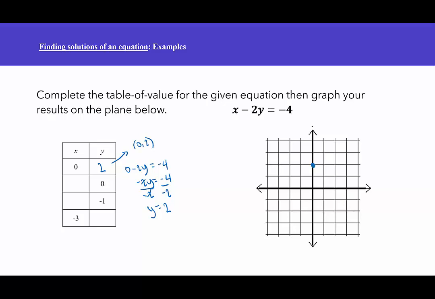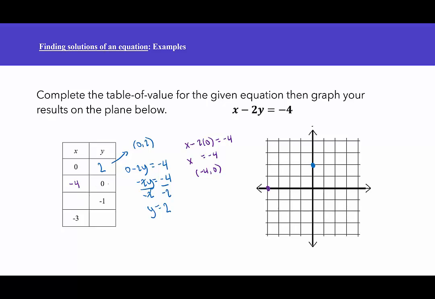Next up, this one says plug in 0 for y. So here I'm going to say x minus 2 times 0 equals negative 4. 2 times 0 is 0, so I just get x equals negative 4. So x is negative 4, and I plugged in 0 because that's what it said here. So that would be my next ordered pair. Negative 4, 0 would be right here.